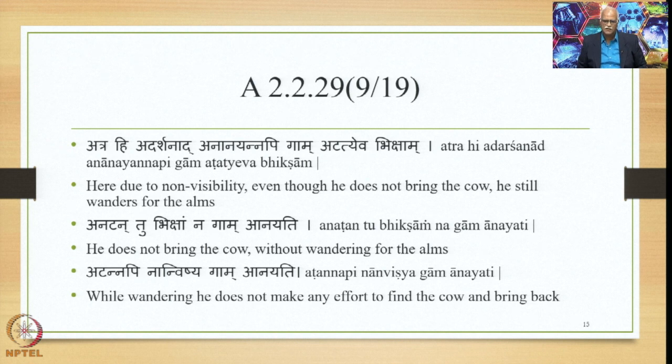Atrahi adarshanat ananayannapi gam atatyeva bhiksham. Here, due to non-visibility, suppose the cow is not visible, even though he does not bring the cow, he still wanders for the alms. Anatantu bhiksham na gam anayati. He does not bring the cow without wandering for the alms, because the main action intended over here is wandering for the alms.